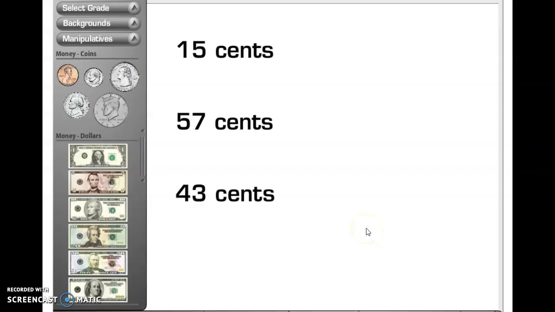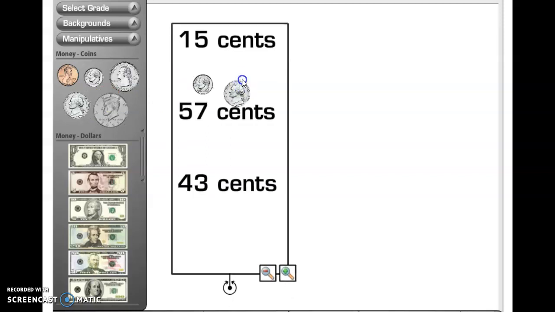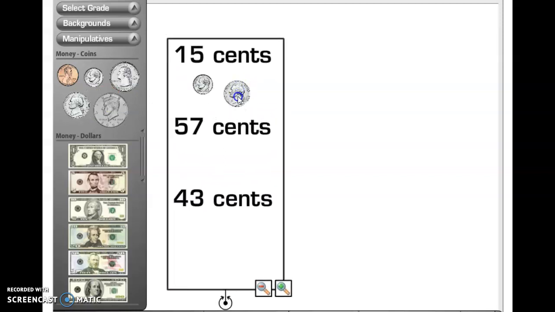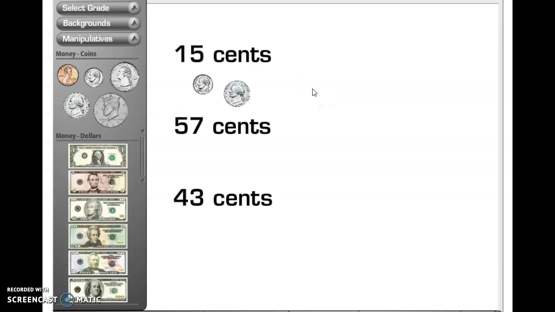Okay, in this video, we're going to be practicing creating different amounts of money using different representations of our coins. So using different coins to represent the same amount of money. Okay, so here I have 15 cents, and I'm going to start off with a dime and a nickel because I know that a dime and a nickel equal 15 cents. But I can also represent this using 3 nickels. Okay, and that is still a representation of 15 cents.